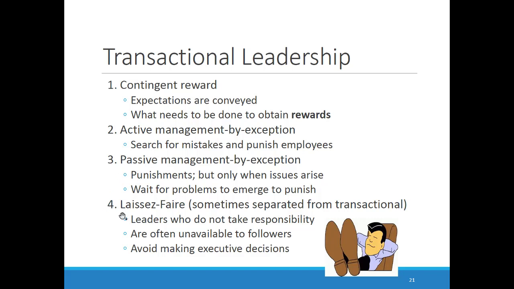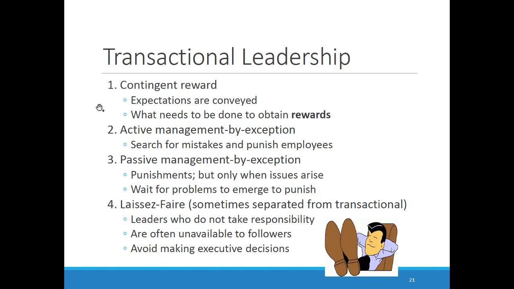And then I mentioned before laissez-faire leadership. Sometimes this is in its own category. Sometimes it's put underneath transactional leadership. But in any case, it is referring to leaders who do not take responsibility, who are often unavailable to their followers, and who avoid making what we call executive decisions, which are basically decisions about how to act.